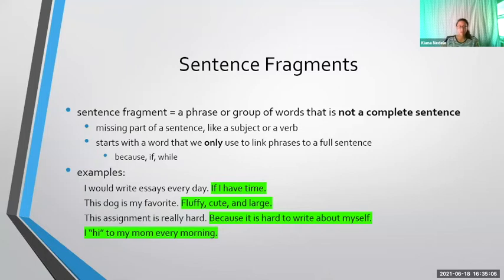Yeah, if I add "because," there's still something missing. We still need a subject and a verb. Fluffy, cute, large, those are adjectives, but we don't know in this sentence by itself what is fluffy, cute, and large. So we still need a subject and a verb.